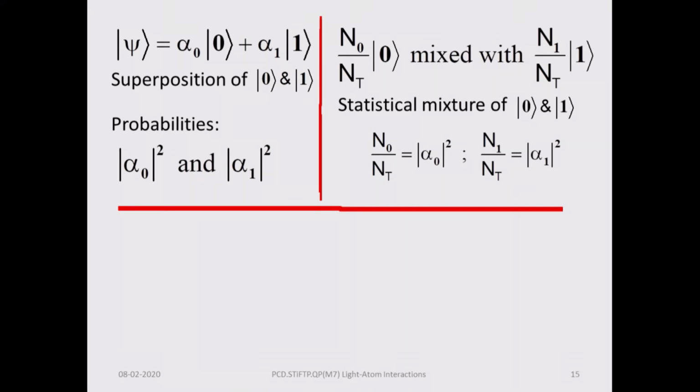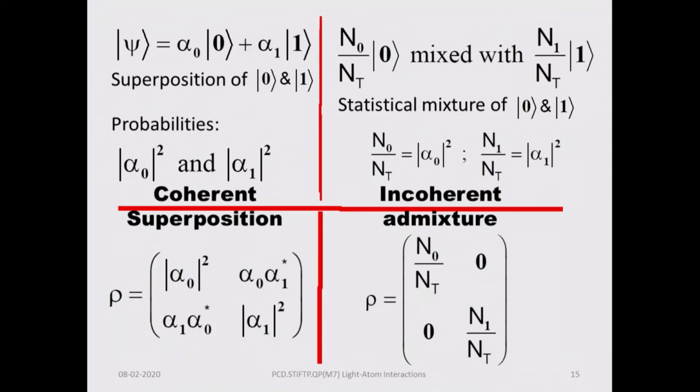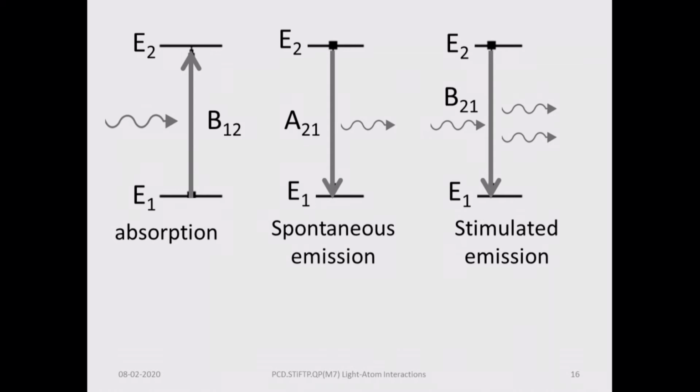So, it will impact the density matrix. For example, if you express the density operator in the basis of coherent or incoherent basis, then the density matrix will not be diagonal in the coherent superposition states, whereas it will be diagonal in the incoherent case, because there is no interference between the two states. So, this is the general picture that we are looking at.